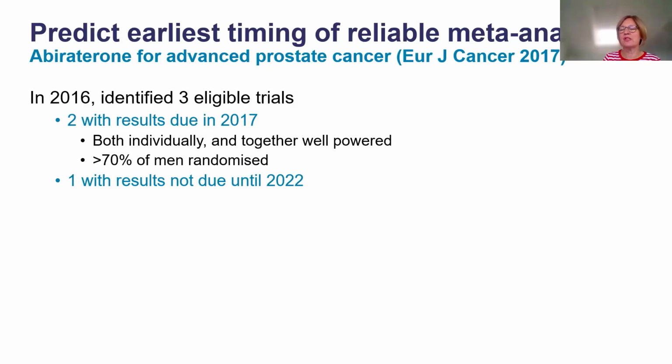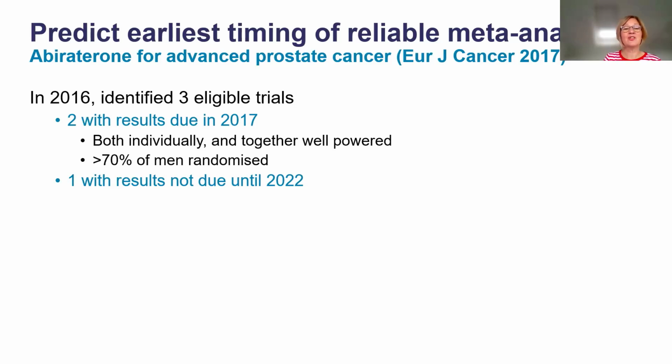2 had results due in 2017, and both individually and together were well powered. So these trials were in follow-up. We didn't have any results yet, but they individually were well powered and together were well powered. So the meta-analysis would be of 2 trials. Together they represented about 70% of the men randomized. So not ideal. You know, I think we would want a larger percentage of patients.